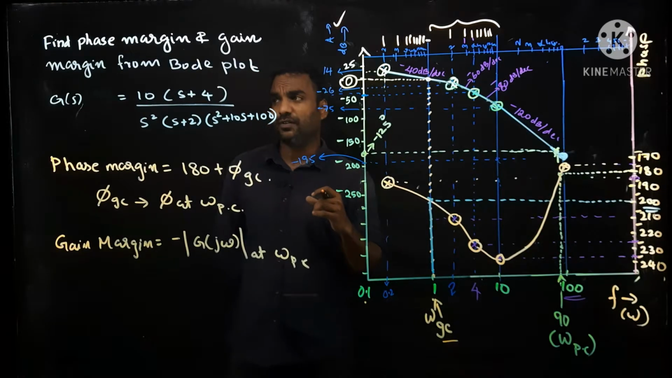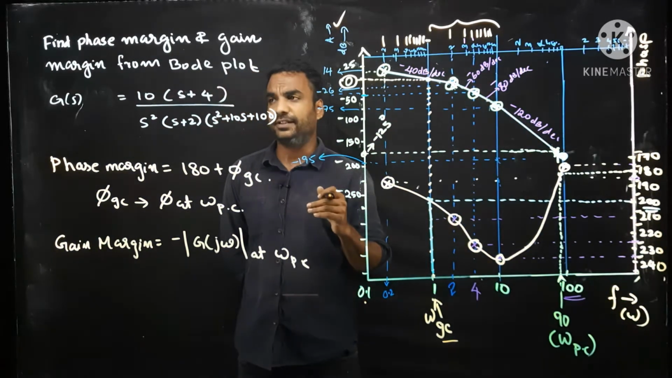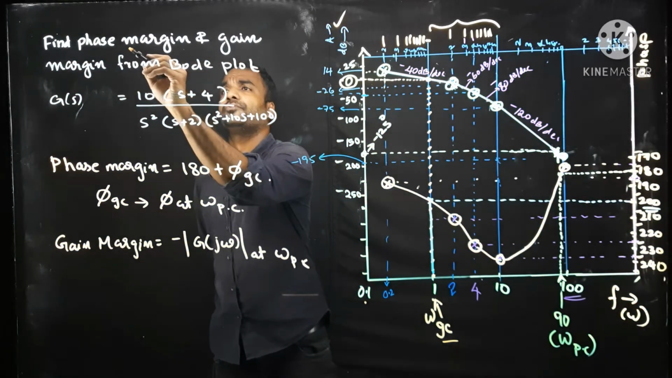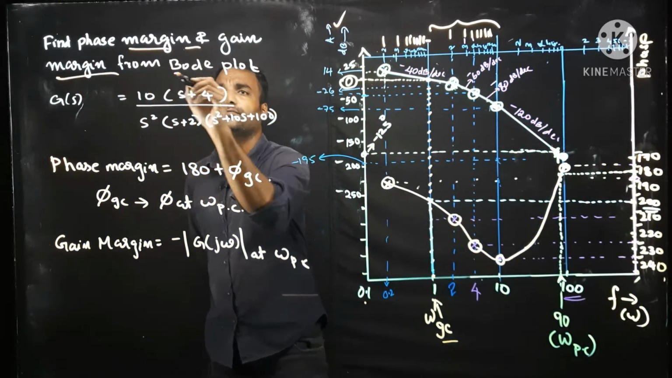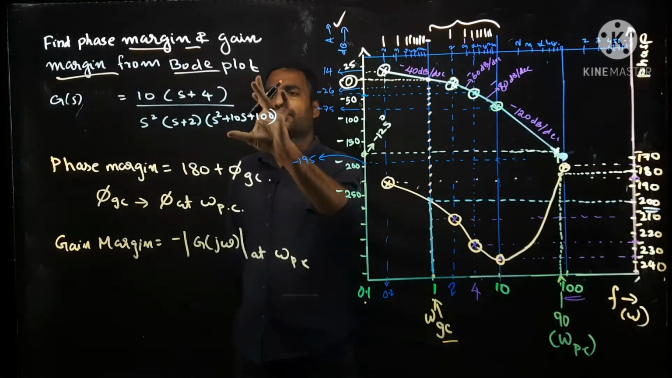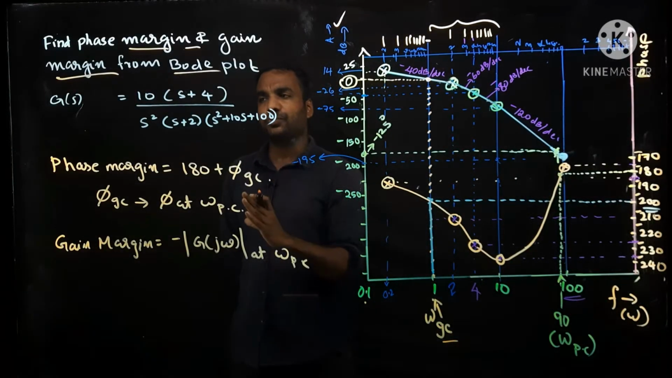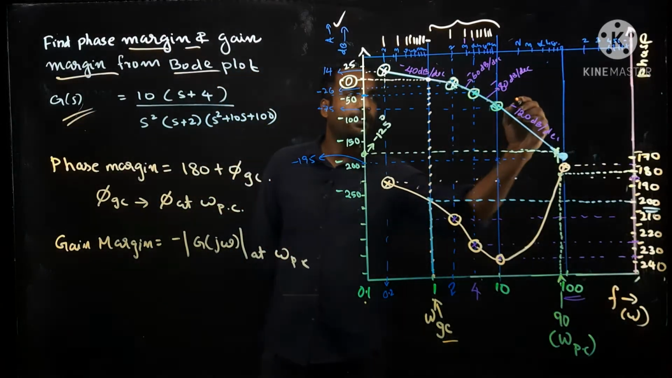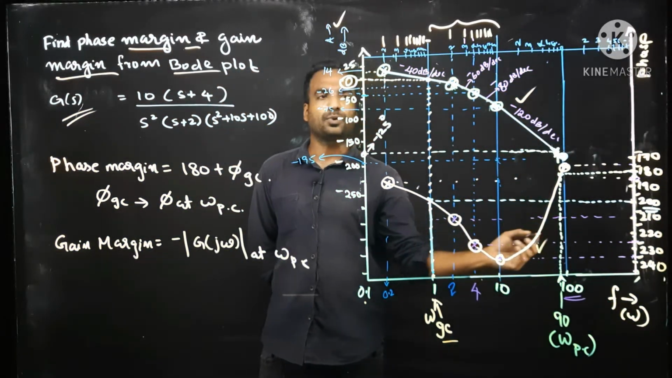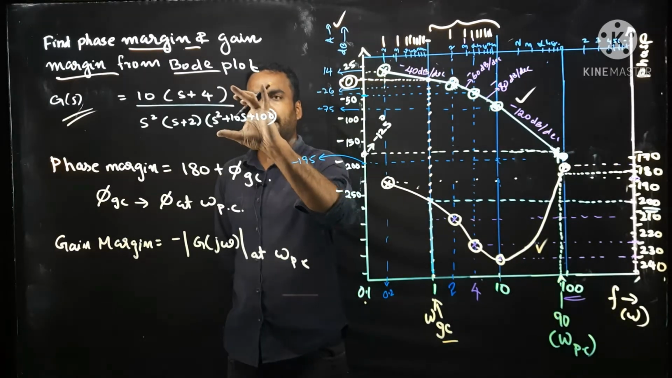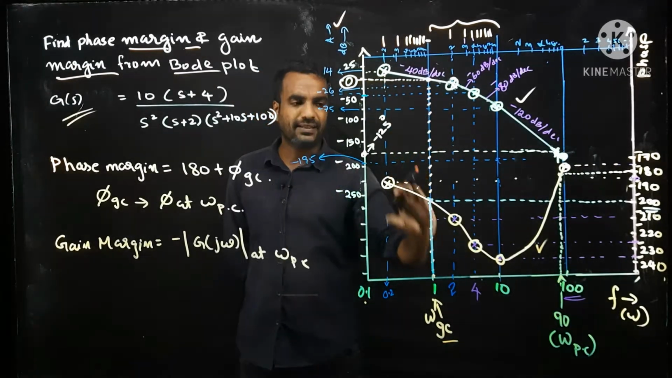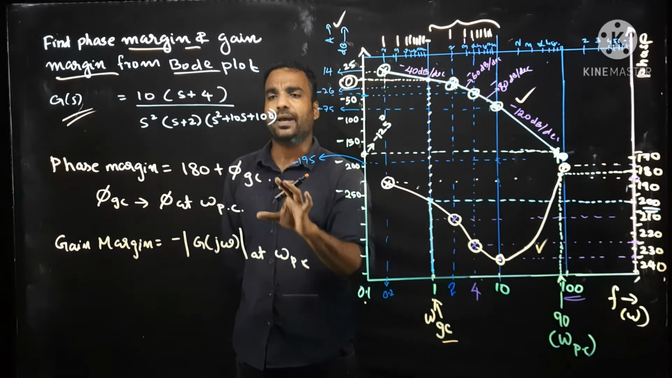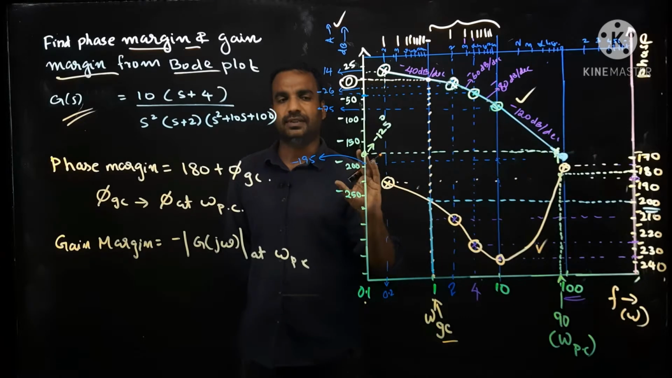So welcome back to our lecture series in linear control system. In today's class we are looking at how to find phase margin and gain margin from Bode plot. The same question we are considering. In the last two classes we were considering the same question for finding the magnitude plot and phase plot. From the same question in the previous classes we obtained these results. If you have any doubt regarding the phase plot and magnitude plot, you can refer to the previous classes.